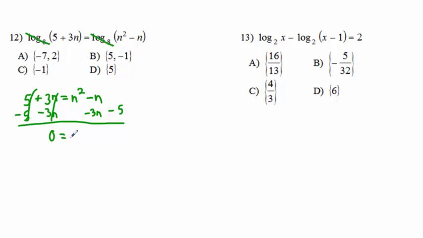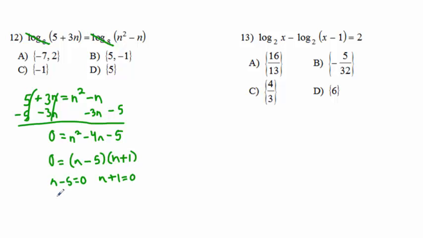So we get 0 equals n squared minus 4n minus 5. And then factor. And then set each part equal to 0. So this is n equals 5 and n equals -1.